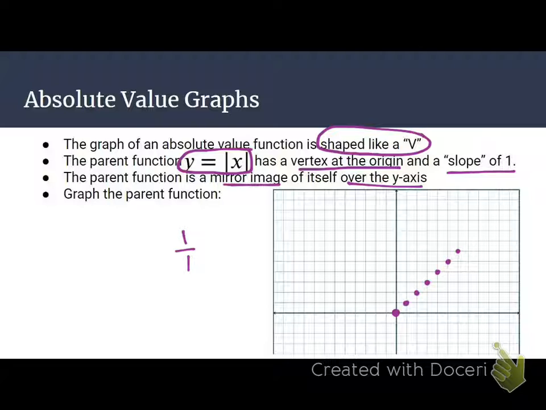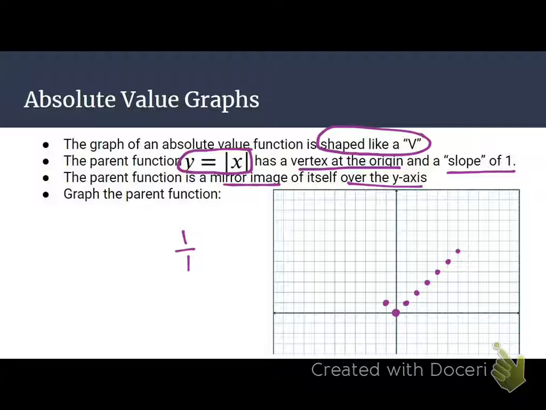To get the rest of our V, we need it to be a mirror image over the y-axis. Which one's my y-axis? The one that goes up and down. So we need to take a mirror image of these points on the other side of the y-axis to get our V. This is similar to when we reflected yesterday. So for example, my point at the origin doesn't get another point. It just stays put. How far away is my next point from the y-axis? 1 away, so we're going to go 1 on the other side.